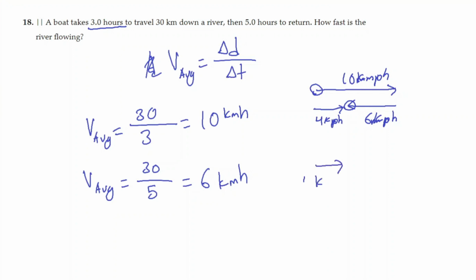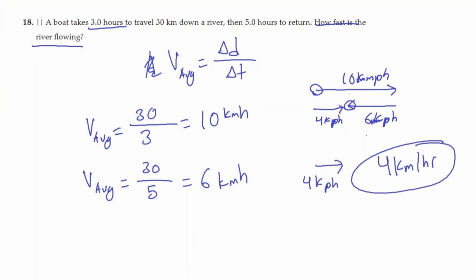So 4 kilometers per hour to the east is going to be how fast the river is flowing, east, given the fact that the boat is traveling east to begin with. So 4 kilometers per hour, that is how fast the river is flowing.